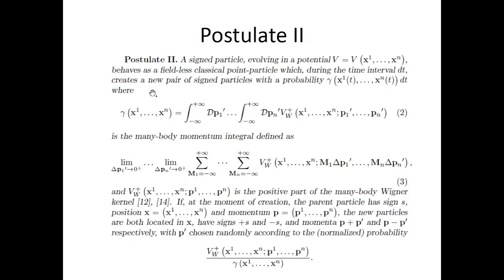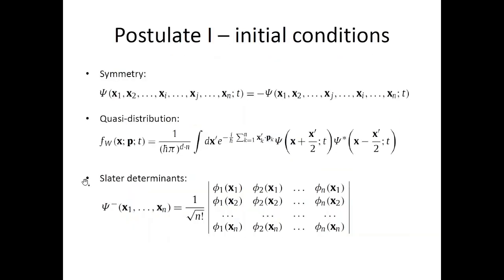But once again, if one goes through the definition of the momentum integral, one ends up having that the gamma function can be written as a sum of these terms here, where this function here is essentially the Wigner kernel defined now for a many-body system.